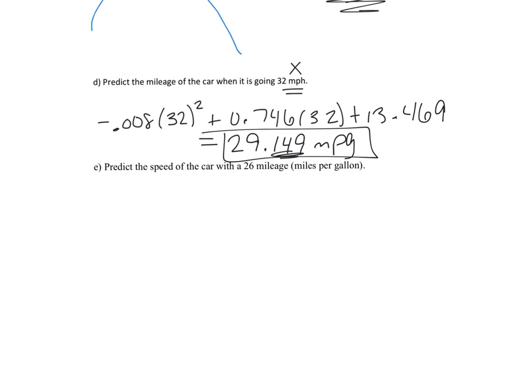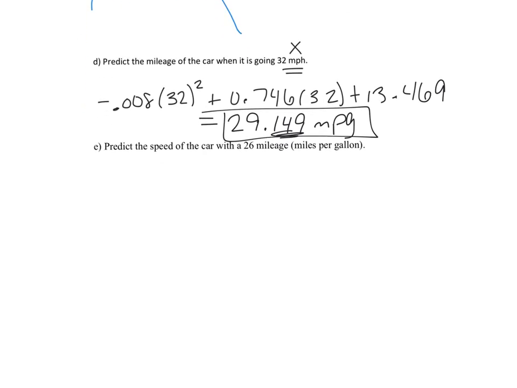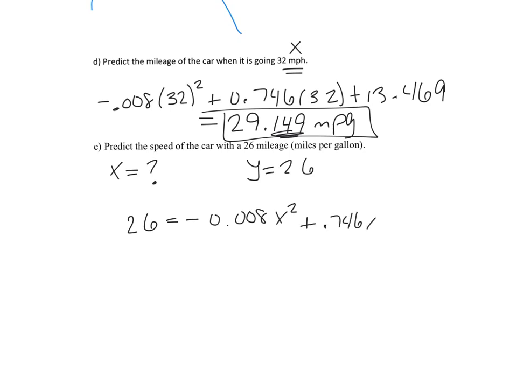Then the next question says predict the speed of the car with a 26 mileage. So this tells you to find the speed. So we're looking for x right now. Y is equal to 26. So you're going to set 26 equal to your equation of negative 0.008x squared plus 0.746x plus 13.469. Now from the beginning of the problem, you already have this in y1, so just put this one in y2. It doesn't matter which one's in which, but you do need them both in the y equals.